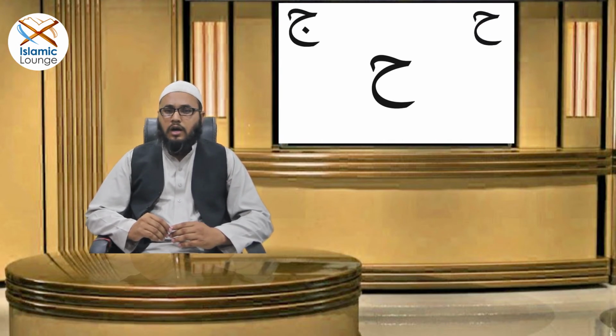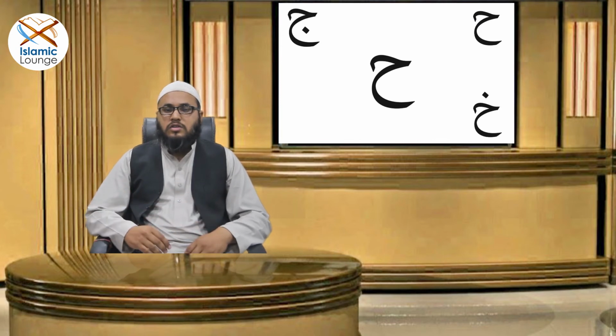When we look at these letters without signs, without dots, they look similar, so we need to find Jim, Ha and Kha depending on the dots. If one dot comes in the middle, then this is a Jim. You make it long for 5 counts. Jim.